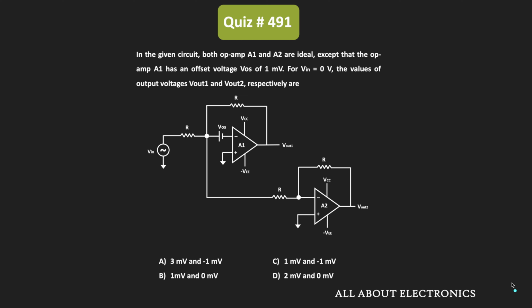So in this question, we have been given this op-amp based circuit, and here we have been given that both op-amps A1 and A2 are ideal op-amps. But here, this op-amp A1 has an offset voltage of 1 millivolt. So here, we have been asked to find the output voltages Vo1 and Vo2 whenever this input voltage Vin is equal to 0. So let us find that.